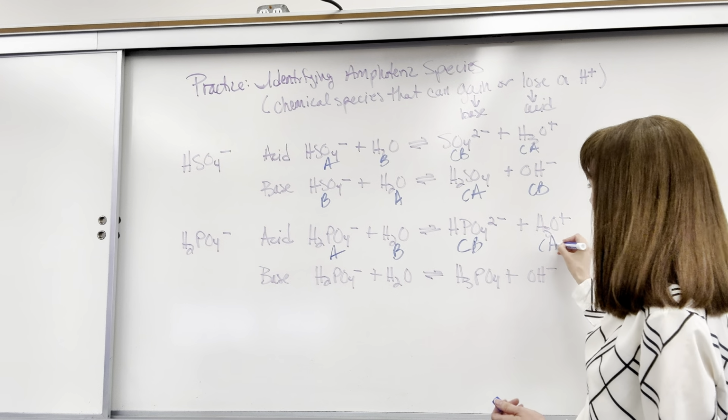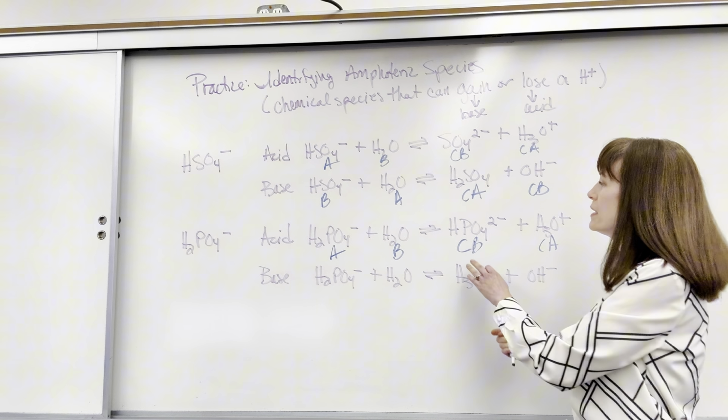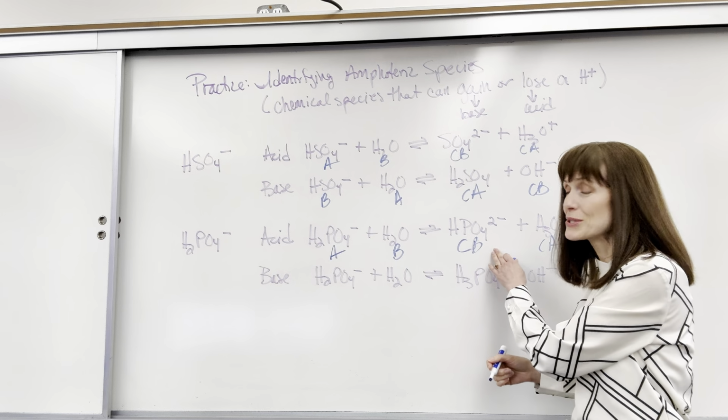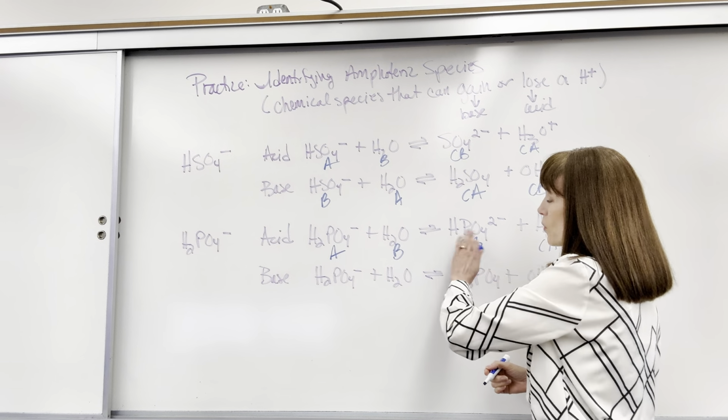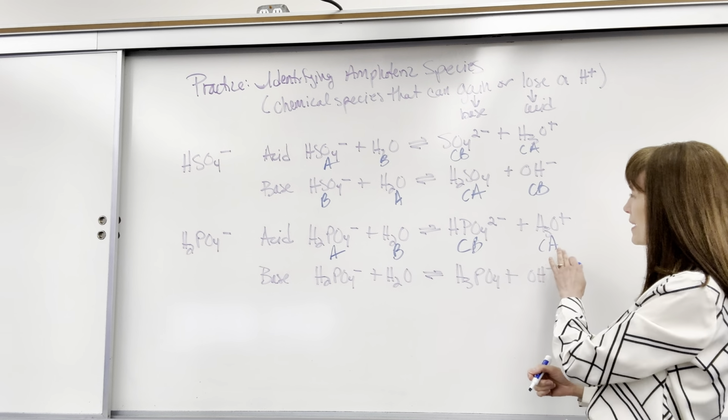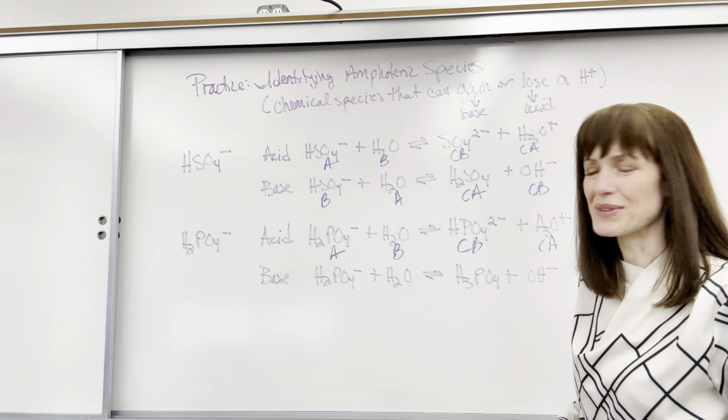and the conjugate acid. So when we go in the reverse, the hydrogen phosphate is going to accept a hydrogen and go from 1 hydrogen to 2. Your conjugate base, and then there's your conjugate acid for the hydronium.